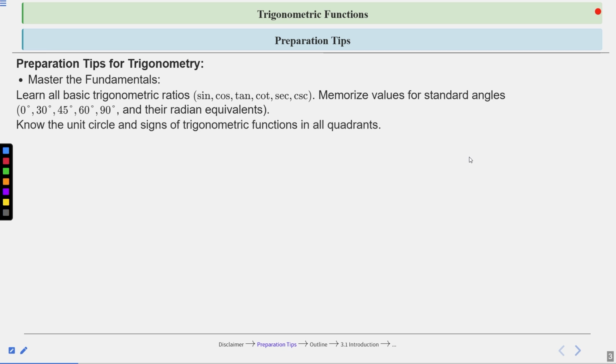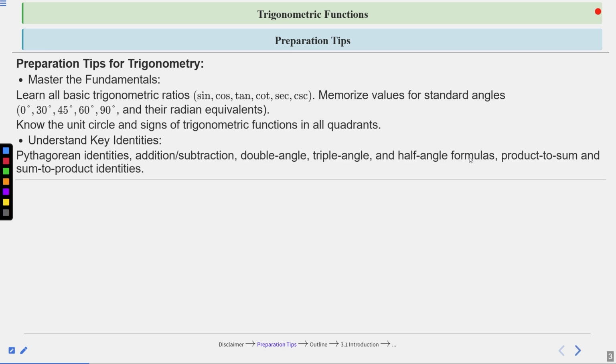Know the unit circle and sign of trigonometric functions in all quadrants. You must memorize which function is positive and negative among the 4 quadrants: first, second, third, fourth. Then you have to understand some key identities like Pythagorean identity, the double angle, triple angle formulas, the half angle formula, and also very important, product to sum trigonometric identities and sum to product identities.